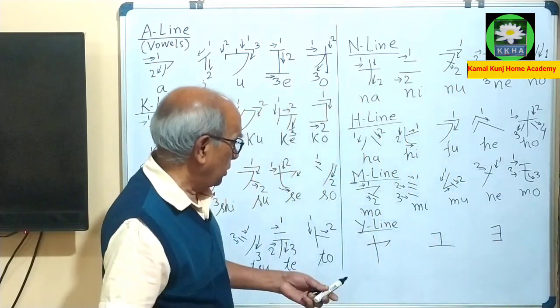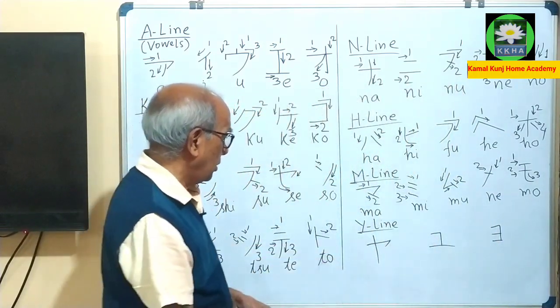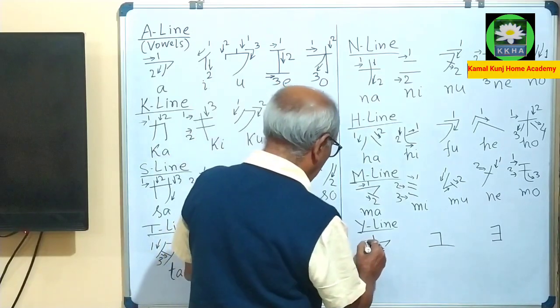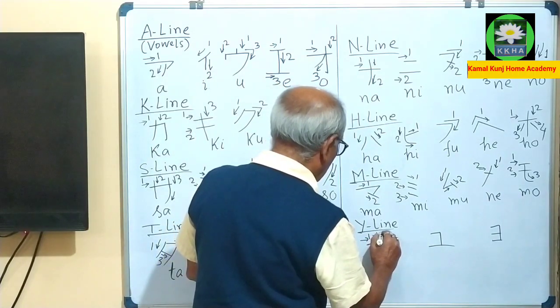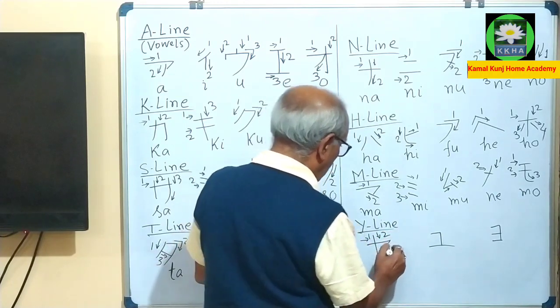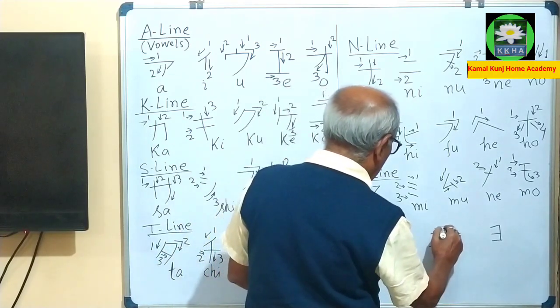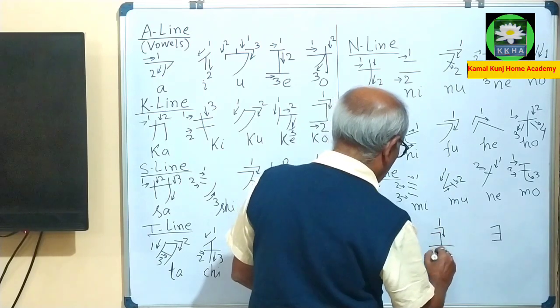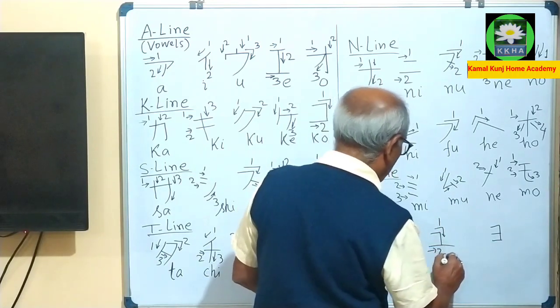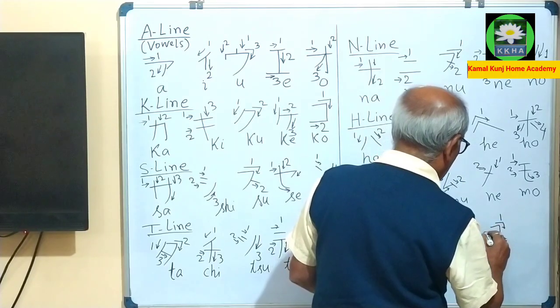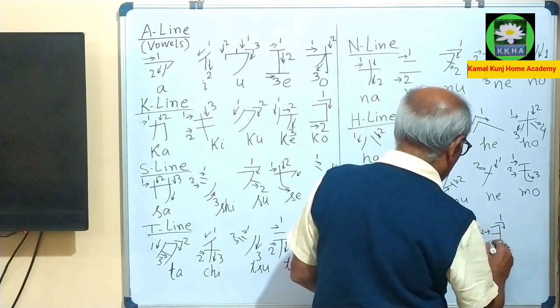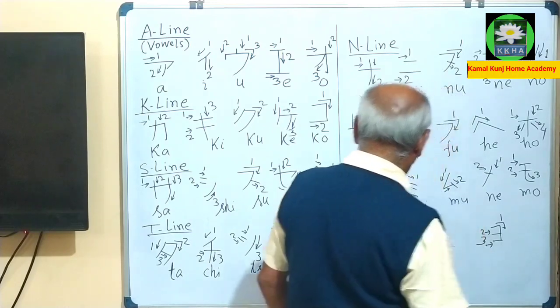Only 3 characters. Y line katakana. Stroke order are stroke number 1, stroke number 2; stroke number 1, stroke number 2; stroke number 1, number 2, and stroke number 3.